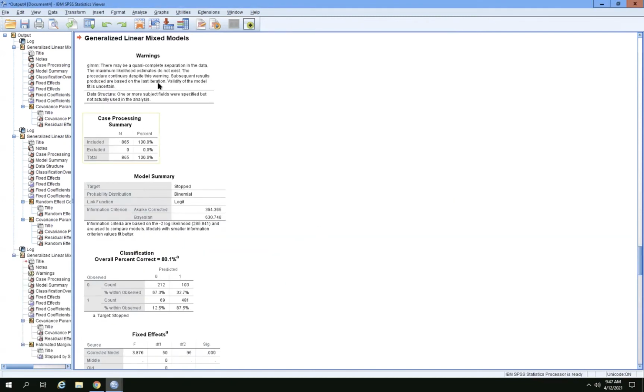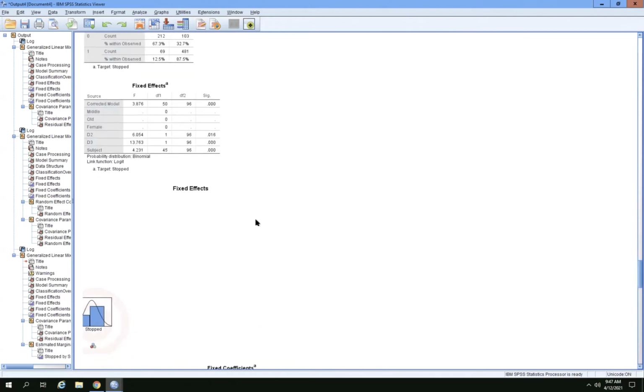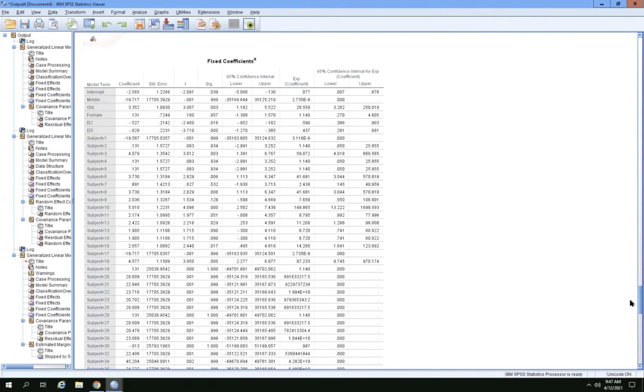And so you'll notice the note here, and sometimes this is an issue, sometimes not. But there's a quasi-complete separation in the data. The maximum likelihood estimates do not exist, and ooh, that could be a problem. So what's going to happen here? We're going to scroll down, and as we scroll down, a few things come into play here.